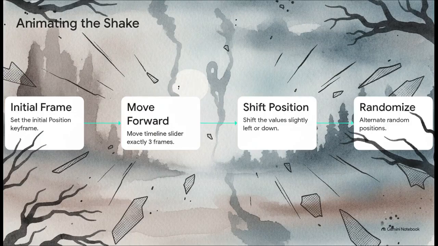So the crucial point is how we animate this. Do not use uniform patterns. You set your initial position keyframe, move exactly 3 frames forward on your timeline, and shift the position slightly. Let's say left and down. Move 3 more frames, shift it up and right. The shake has to be entirely random to avoid looking mechanical. It needs to simulate pure, unadulterated human panic.